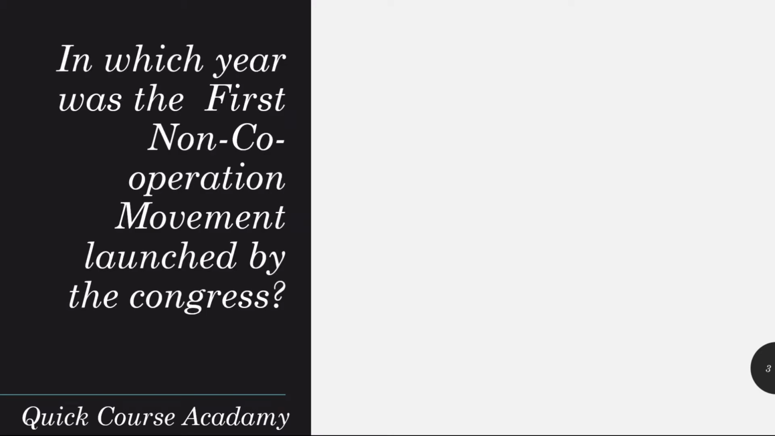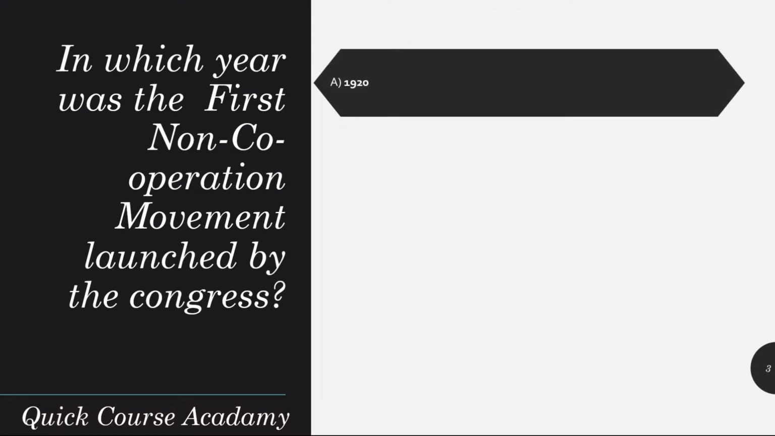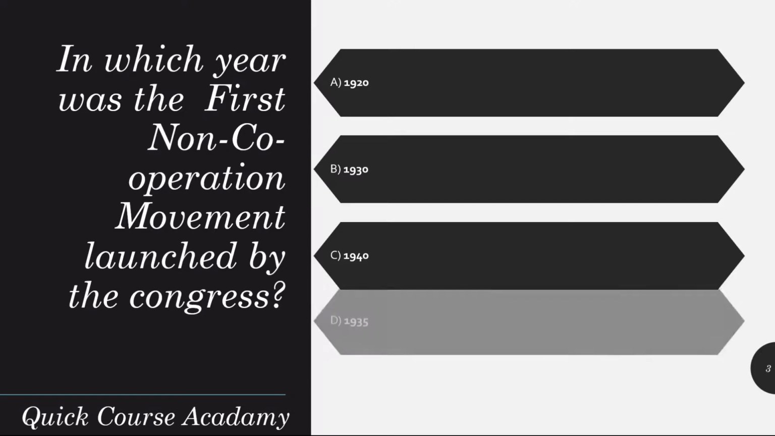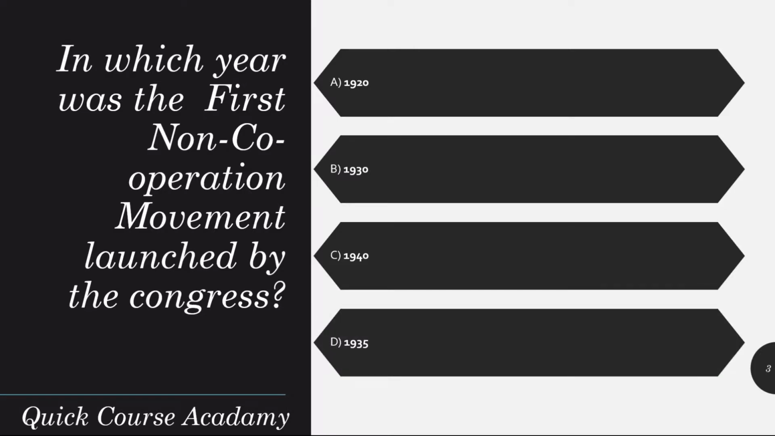In which year was the first non-cooperative movement launched by the Congress? 1920, 1930, 1940 or 1935? And the correct answer is 1920.